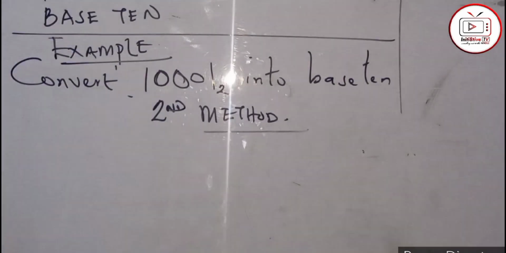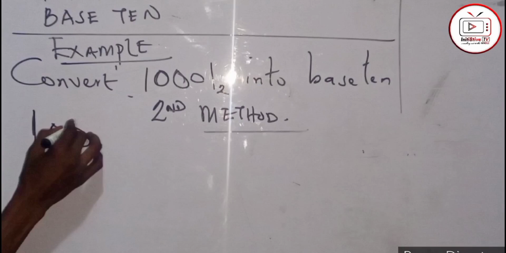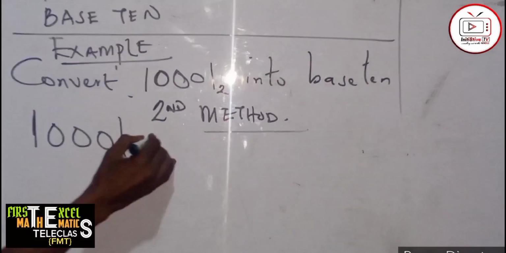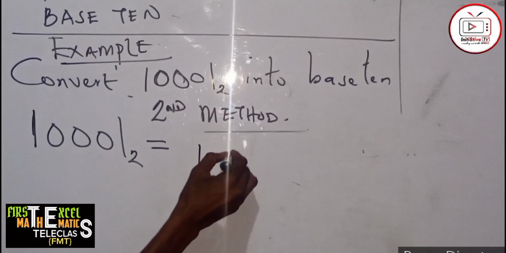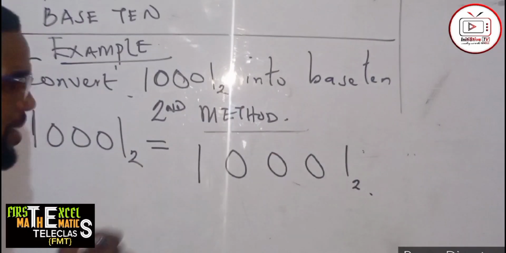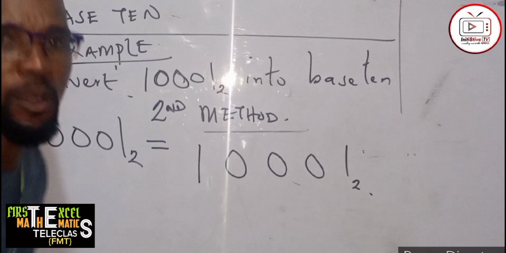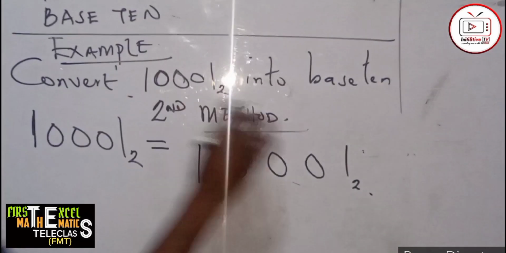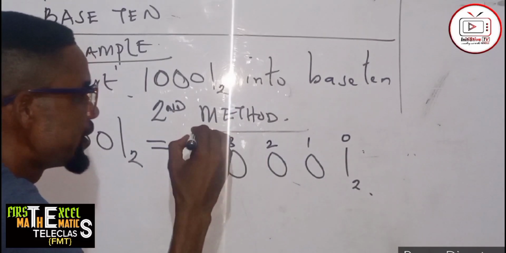Now we are trying the second method. This is 1, 0, 0, 0, 1 base 2. This is what we have. Now, my students, looking at the second method, you are going to expand this. How? Just write 1, 0, 0, 0, 1. Still put your base. Introduce your power from here, starting from 0. Now put it on the numbers: 0, 1, 2, 3, 4.